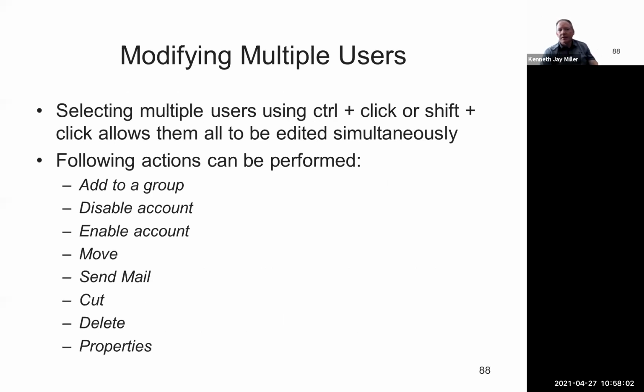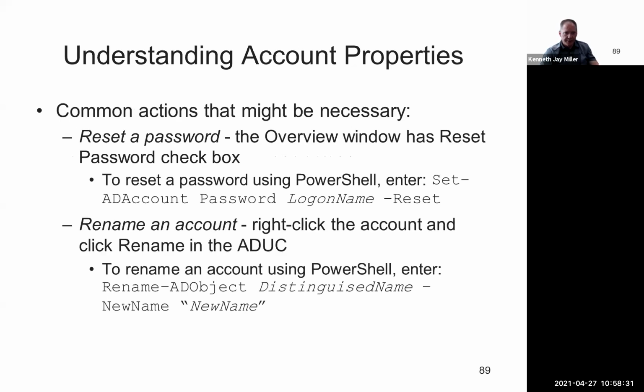Here's some of the things you can do to modify. You can do the control click or the shift click. Control click will select them individually. Shift will go from the top to wherever you shift click the next one. Everything in between will be selected. And then you can right click and you can add them to a group, disable, enable, send email, see their properties, whatever you need to do. Okay, so when you're working with a large number of users, that's a handy way to do it.